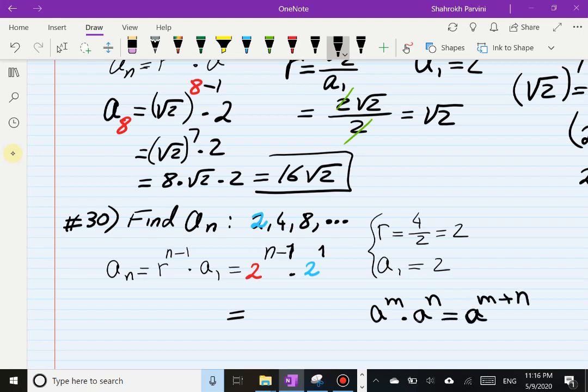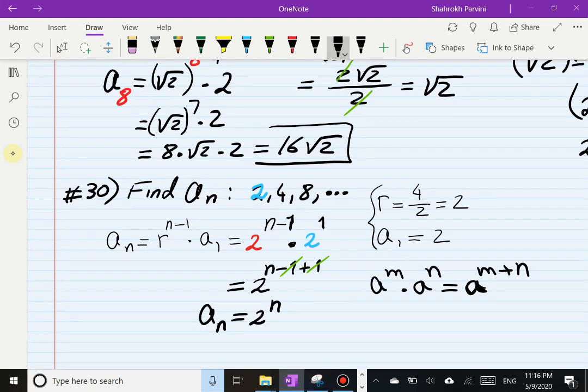So, because I have 2 to the n minus 1 and 2 to the first power, the bases are common. Here's a common base, and you actually combine the exponents, right? Now, negative 1 plus 1 adds to 0, and the final answer here is actually 2 to the n, and that's what a sub n looks like.